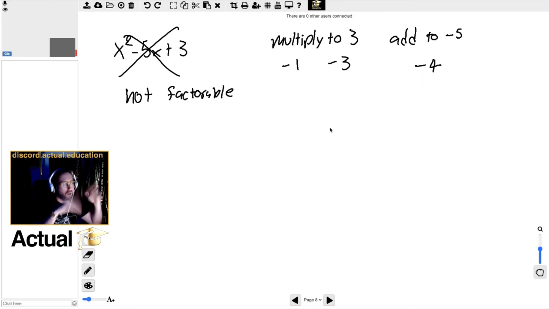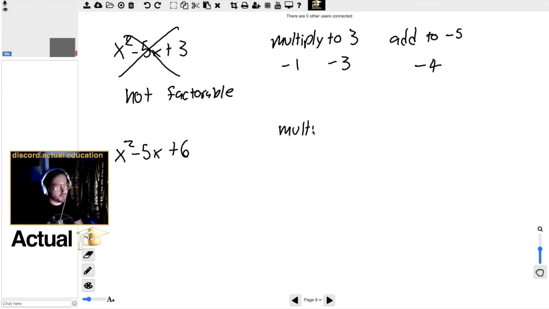You can have things add up to odd numbers, that's still fine. So here's an example of one that does work. Let's say we had x squared minus 5x plus 6. Now you need them to multiply to 6, so it's 3 and 2, and they have to both be negative. So it's minus 3 and minus 2, which adds to -5. Do you see how that works? So this is x minus 3 and x minus 2. You just need the factors to work out. Pretty simple.